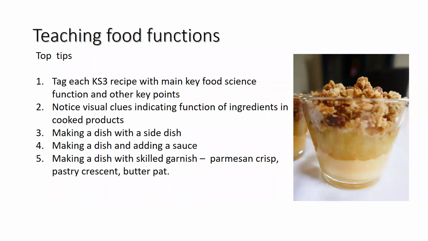Tip 4 is adding a sauce. Well, that's got to be a winner, hasn't it? Incorporating a sauce adds skills and adds more ingredients that function. Roux sauce, bechamel sauce, or velouté sauce, for example, over vegetables, pastas, or fish dishes. Parsley sauce over potato, scotch egg, and so on.